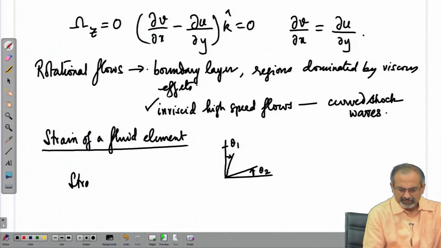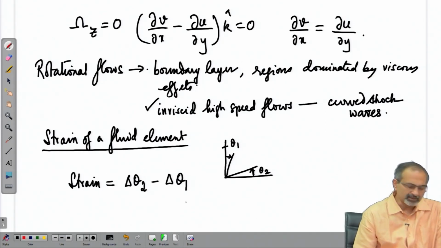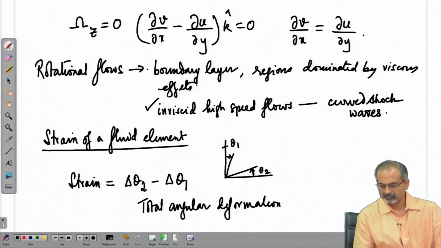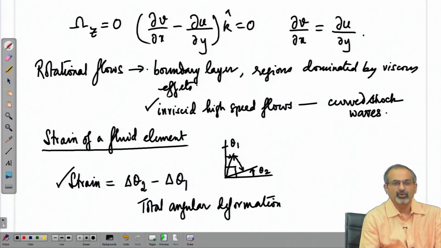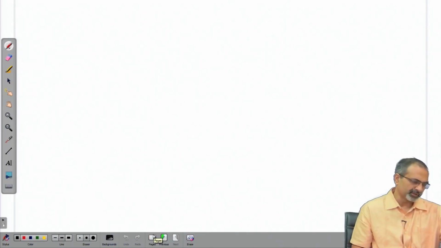When we look at it in a planar sense in the xy plane, we can quantify the strain as delta theta 2 minus delta theta 1, which essentially is the total angular deformation. Originally we started with a right angle here, while now we are at a much reduced angular orientation between the two sides. So, the total angular deformation given by this expression quantifies that, and that is what we call the strain of the fluid element.